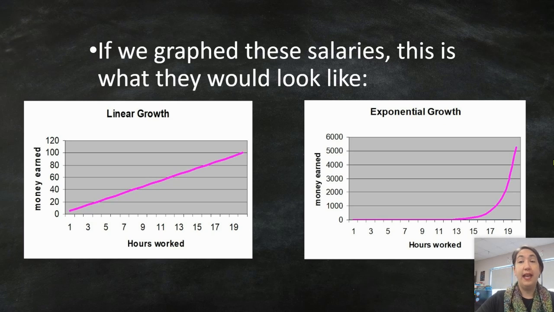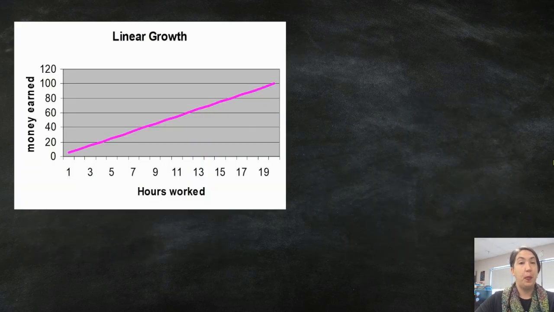If we graphed these salaries, this is what they would look like. We'd have linear growth with a very steady slope on that line, and exponential growth, whoosh, that big jump at the end. So let's start with linear growth.